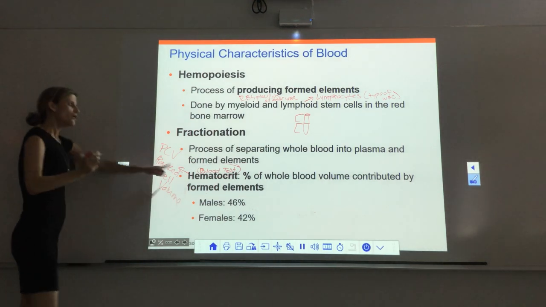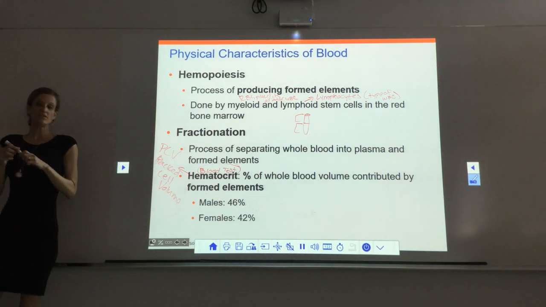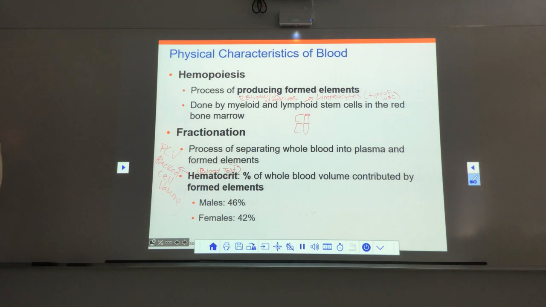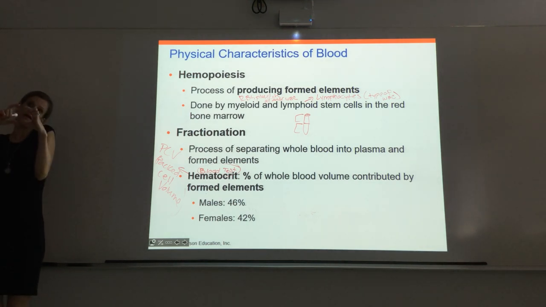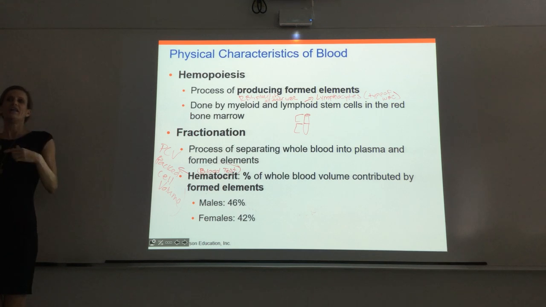What this is telling us is the percentage of your whole blood that comes from the formed elements. So I have this blood that I take from the person. I centrifuge it, I spin it, I separate it, and I say, okay, 46% of their blood went down to the bottom, was formed elements. Now, what am I essentially telling you?